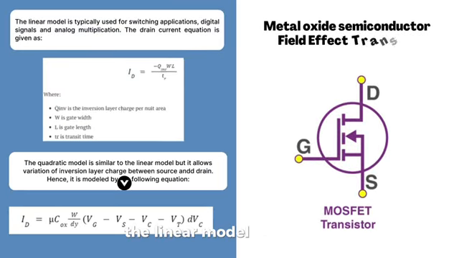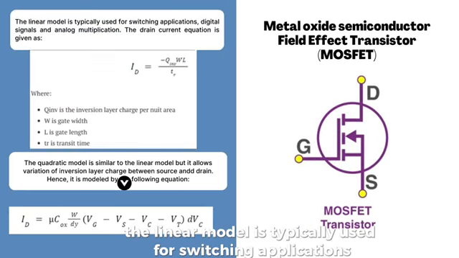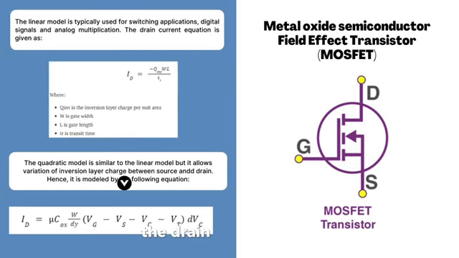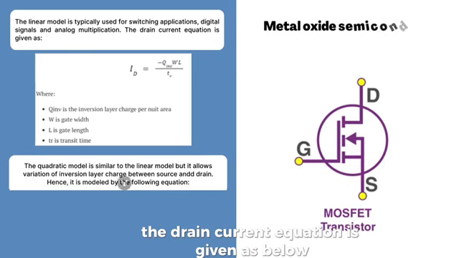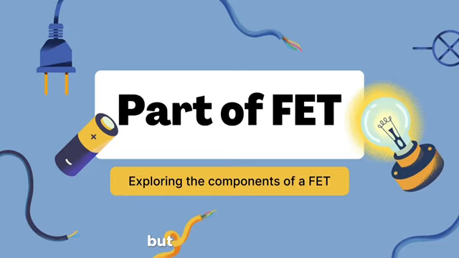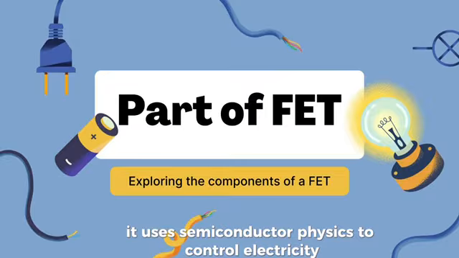The linear model is typically used for switching applications, digital signals and analog multiplication. The drain current equation is given as below. A field effect transistor is essentially a switch, but instead of moving parts, it uses semiconductor physics to control electricity.